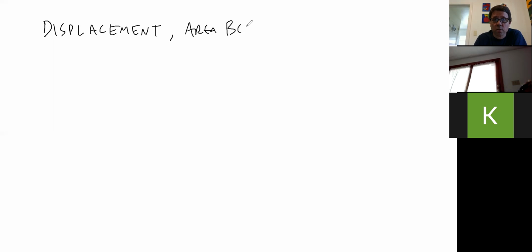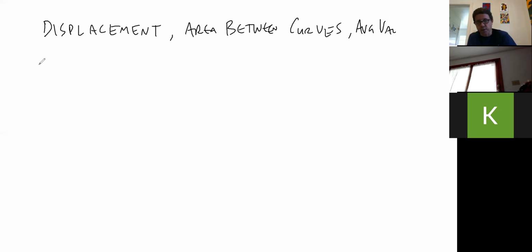So, okay, using this stuff, specific applications: displacement. Just like we had before, you can use this to find displacement. I'll be more precise in a second. You can do what's called area between curves, and you can also do what's called the average value of a function. All of these things can be gotten from a definite integral.